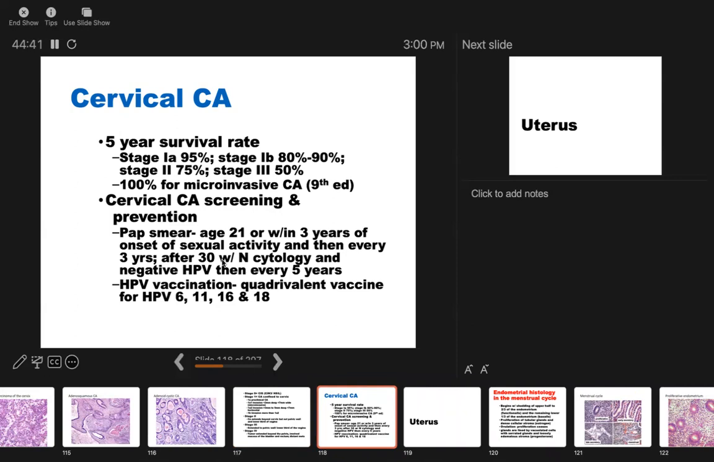is pap smear. Ideally, your population is around the 20s. You have a pap smear within 3 years of onset of sexual activity and then every 3 years thereafter. If you go beyond 30, the frequency is this. So this is a very good way to screen and eventually prevent lesions. I have already mentioned this. We have now vaccination for these variants. 6 and 11 are more common in the benign, and 16 and 18 are more common in the malignant side.